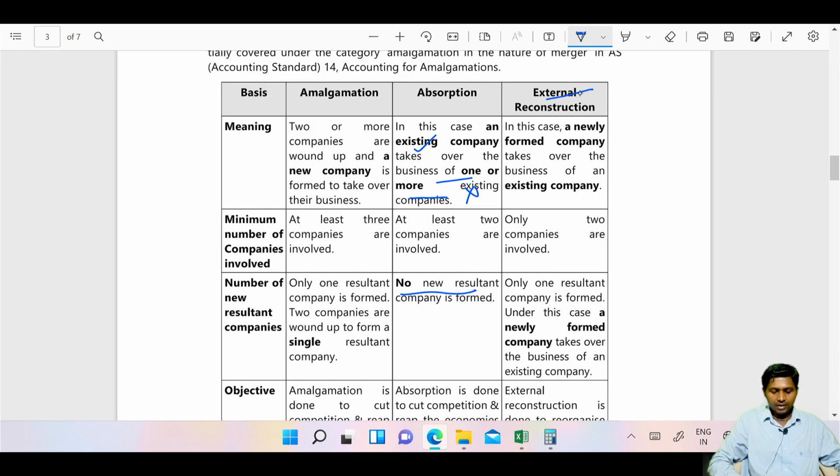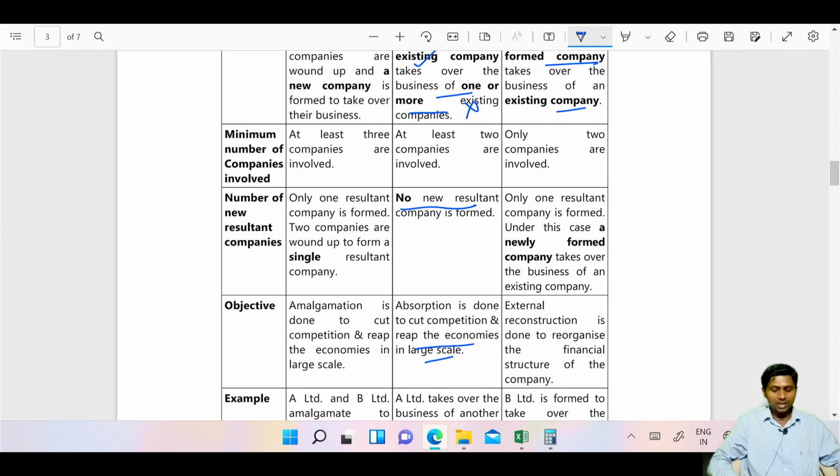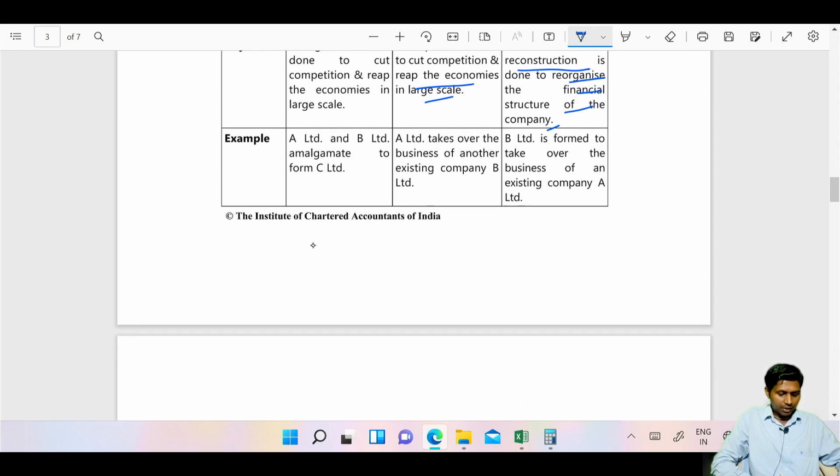And then after that, in external reconstruction we are forming a company and taking over the business of the existing company. That means we are just changing the name. Why? Newly formed, we are restructuring to reorganize the financial structure of the company, just to change the financial structure to get the benefit of the change. We are doing so. Example, in amalgamation you will find A and B, old companies. We are closing A and B and forming AB Limited, a new company, or C Limited. We are forming C Limited to take over the business of A and B.